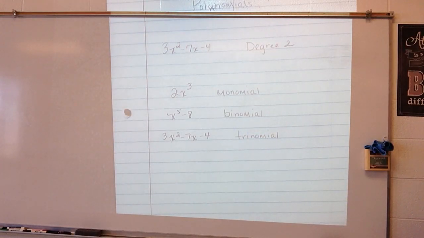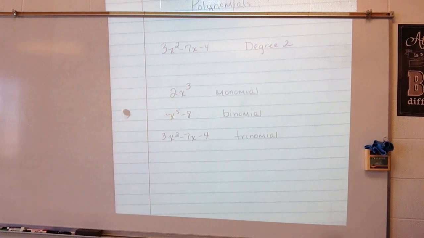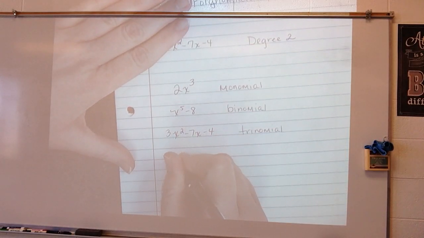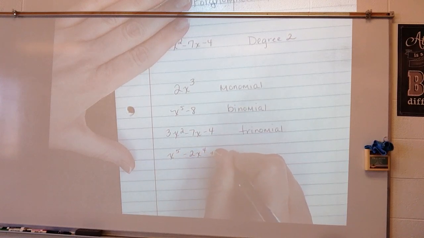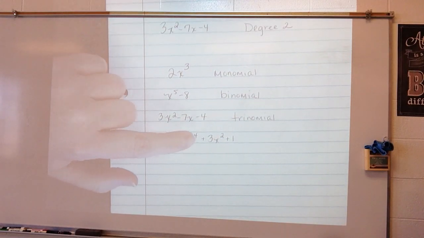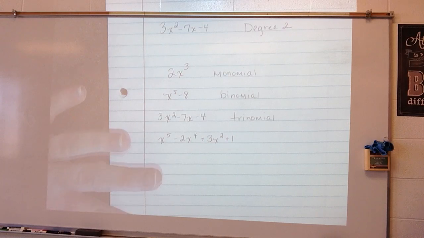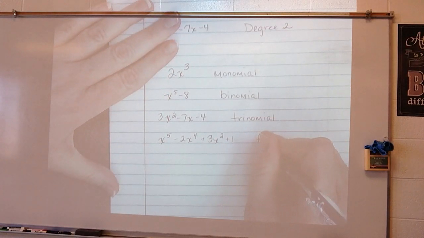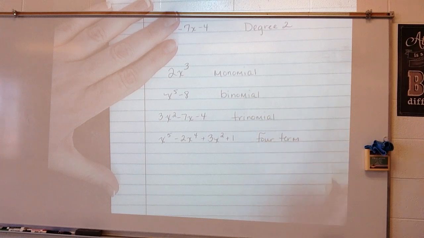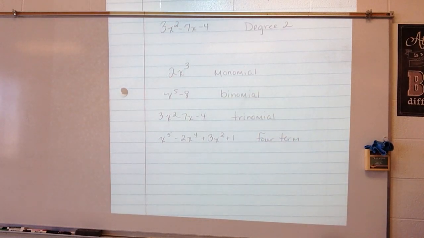These are all polynomials, but I classify them by the number of terms. So what happens if I have something bigger than a trinomial? For example, what if I have this? It has 1, 2, 3, 4 terms. This is just called a 4-term polynomial. We don't have a specific name for that.